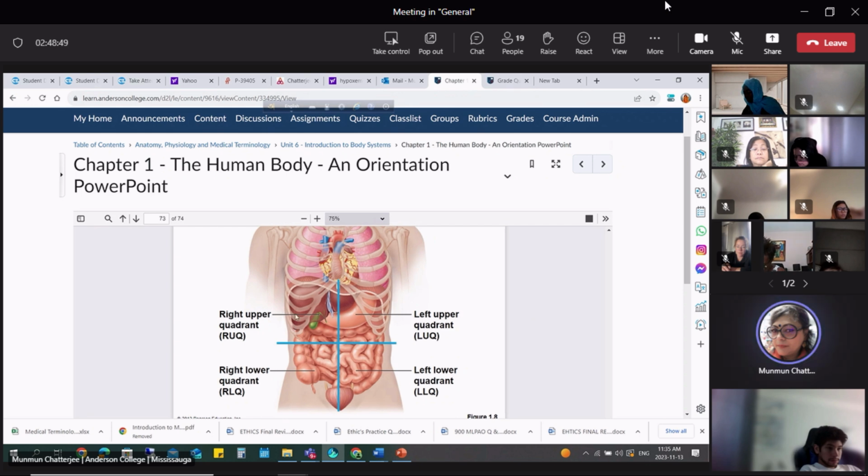The right side is called the right upper quadrant, the left side is called the left upper quadrant, and below are the right lower quadrant and left lower quadrant. Now they are going to tell you which area has which organ. Like this area has only the stomach, mainly the pylorus. If you have pain in this area, maybe you have some pain in the upper stomach.